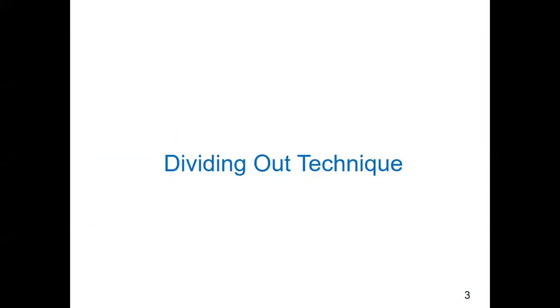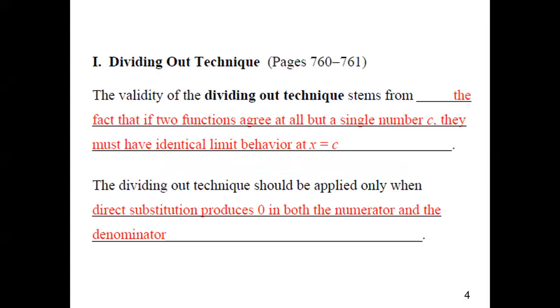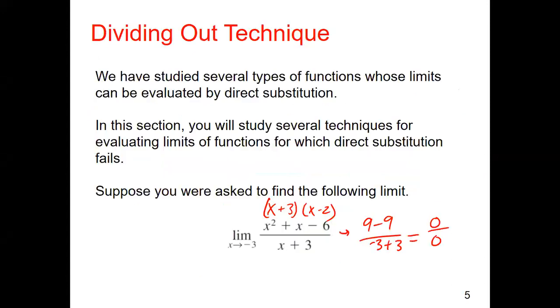We talked about the dividing out technique. How do you know when you should divide out? You're going to find a common factor, divide it out, and that allows us to use direct substitution, okay? How do we know we want to do this? We talked about it yesterday.